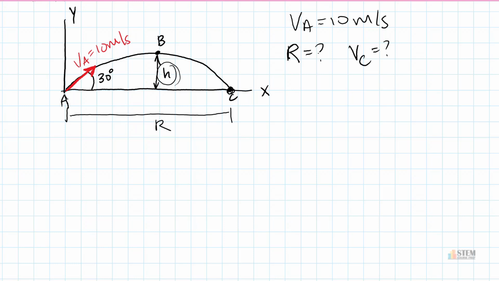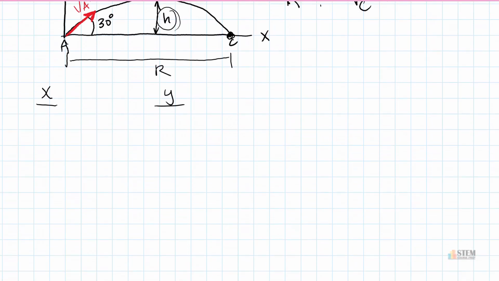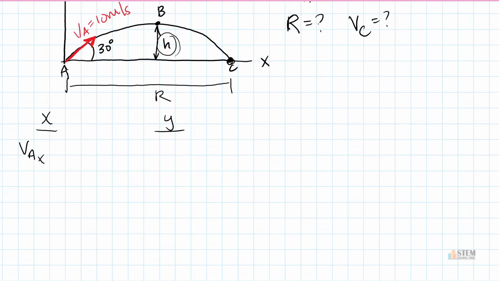Now, this is just a projectile problem. So the first thing I always do is write out my different sets of information. Let's do the x direction first. Our initial x velocity is VAX. You can see we're at a 30-degree angle here. The magnitude of velocity was 10. So VAX is going to be 10 cosine 30, and that's going to be positive.